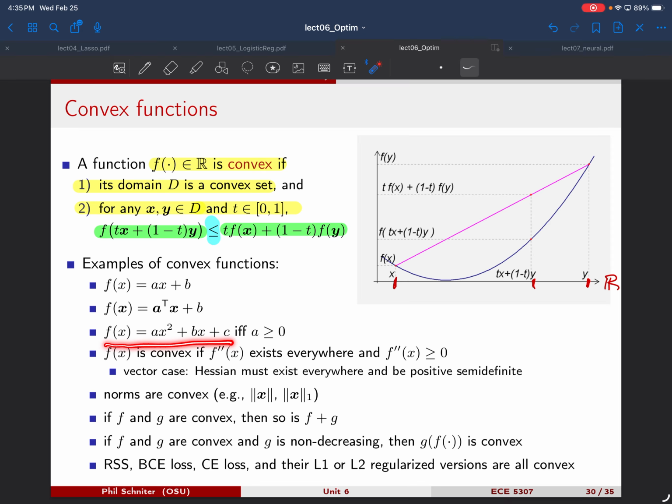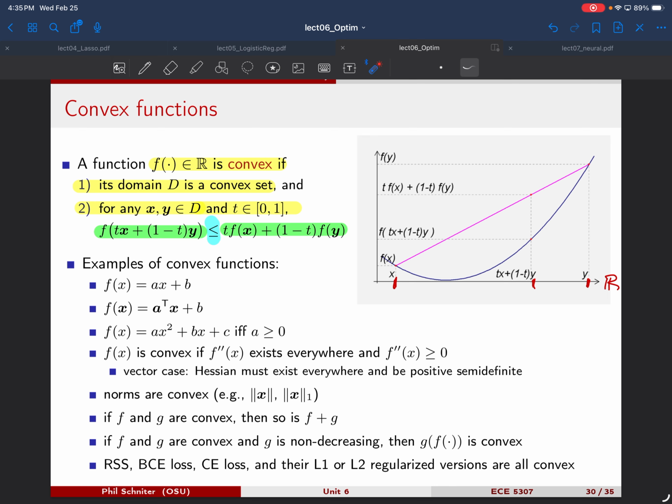When we look at quadratic scalar functions, they are convex if and only if the coefficient on the squared term is non-negative. That's when you get a parabola that is curved up or possibly flat, but as soon as a goes negative, you have downward curvature, and that's concave, not convex.